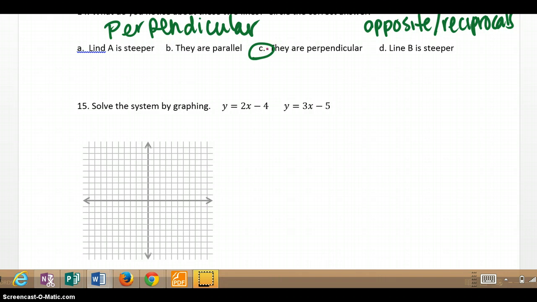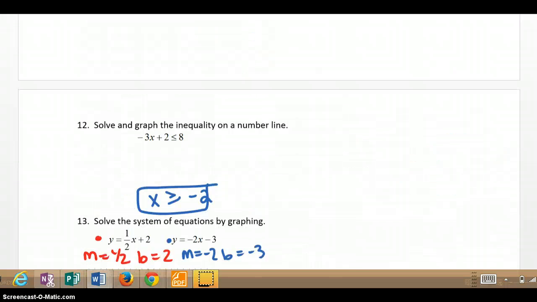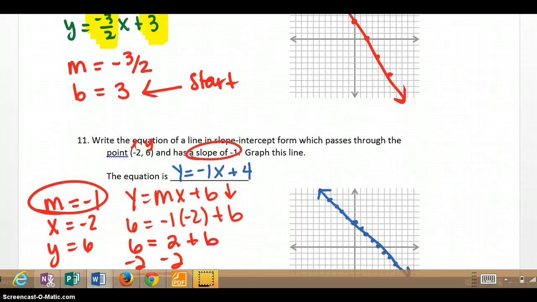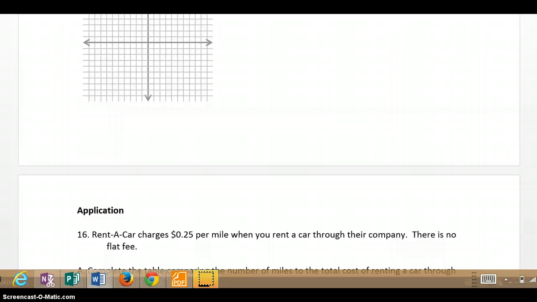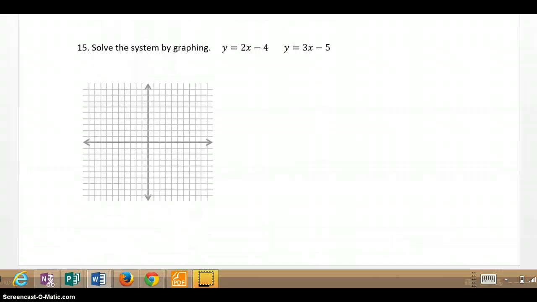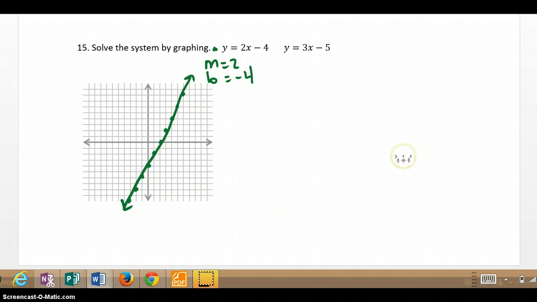So number 15 says solve the system by graphing again. So we're going to do the same method and start with our slope and our y-intercept. Sorry guys, this is going on crazy. So first in green, our slope is 2, our y-intercept is -4, so we start by going down 4, up 2 over 1, up 2 over 1, up 2 over 1, or down 2, left 1, down 2, left 1.